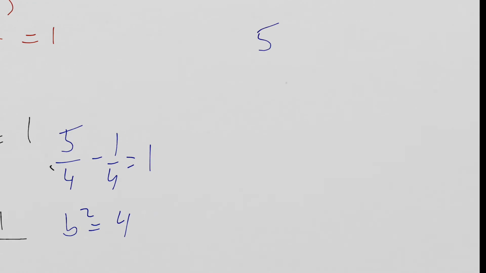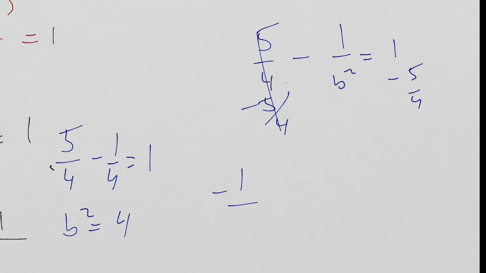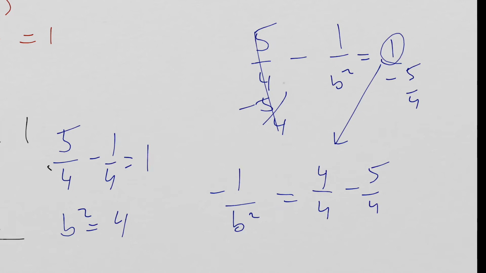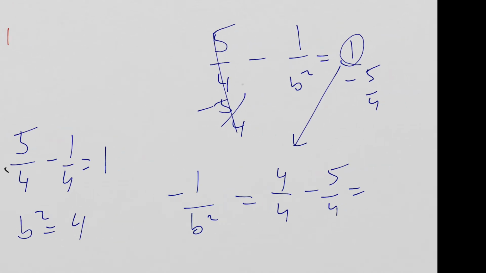Do over here. So 5/4 minus 1 over b squared equals 1. Subtract 5/4 from both sides. So I have negative 1 over b squared equals 4/4, because that's what 1 is, minus 5/4. So negative 1 over b squared equals negative 1 over 4, because 4 minus 5 is negative 1. And this is an equal sign. Well, if the tops are the same and you have an equal sign, then the bottoms must also be the same, so b squared would be 4.